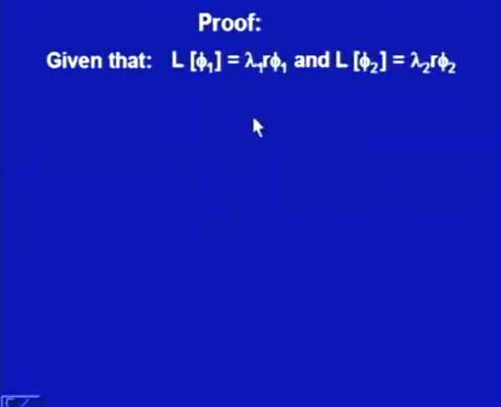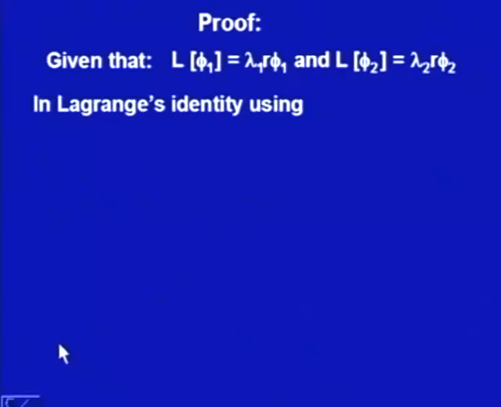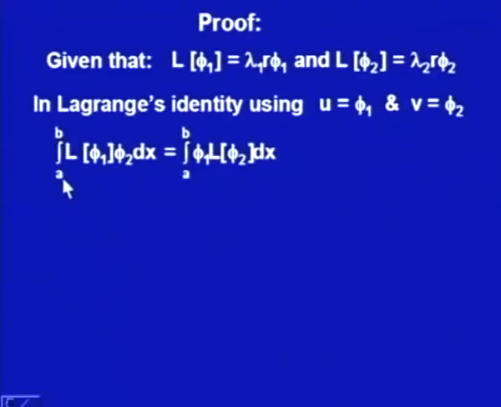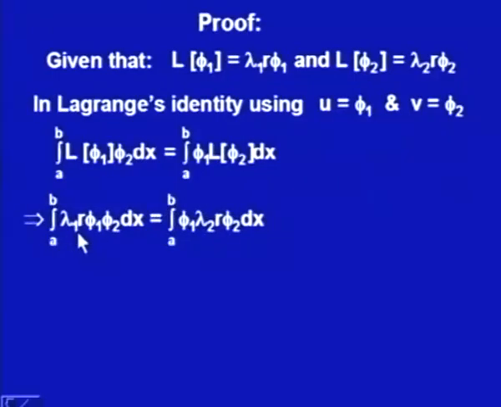Proof of this theorem, let us see. Again we would be using Lagrange's identity. We are given that lambda 1 and lambda 2 are eigenvalues and phi 1 and phi 2 are eigenfunctions, that is, L phi 1 is equal to lambda 1 r phi 1 and L phi 2 is equal to lambda 2 r phi 2, so that they satisfy our Sturm Liouville equation. Now again we are going to use Lagrange's identity, with the two functions u and v taken as phi 1 and phi 2. Then Lagrange's identity says that the inner product of L phi 1 with phi 2 is the same as the inner product of phi 1 with L phi 2. Now substituting L phi 1 as lambda 1 r phi 1 and L phi 2 as lambda 2 r phi 2, we get the integral of lambda 1 r phi 1 phi 2 dx is equal to the integral of phi 1 lambda 2 r phi 2 dx.